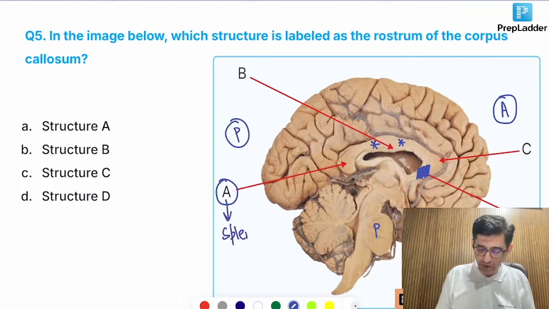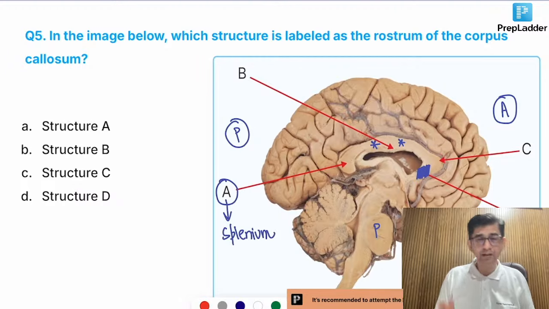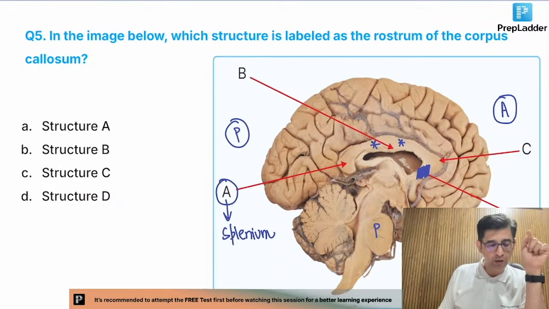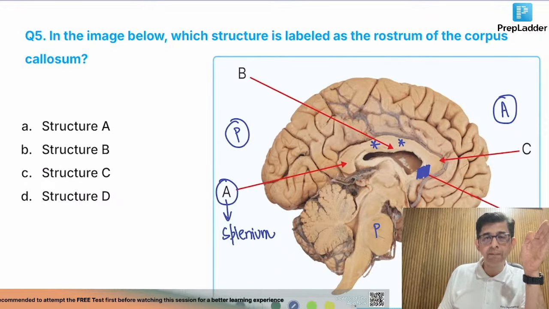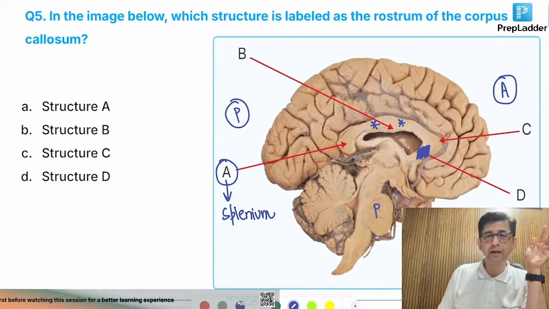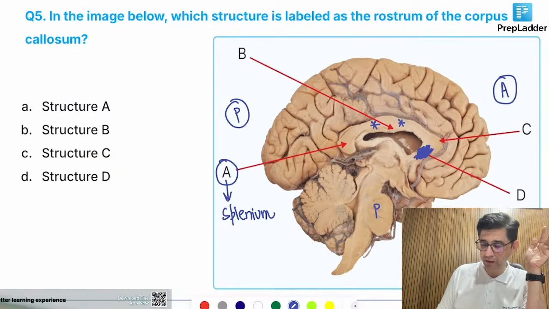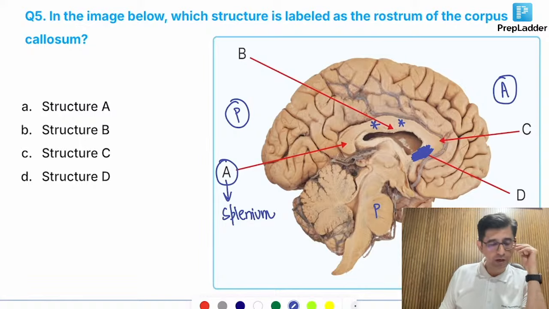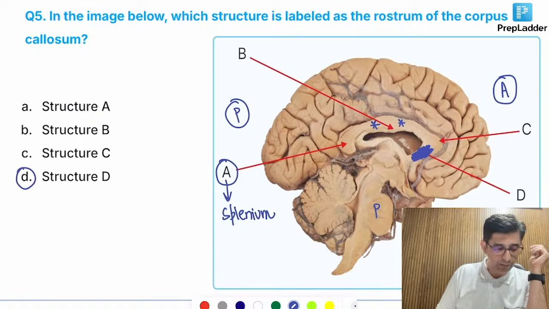I think this was in the FMG exam, maybe in an MRI they asked this: the posterior part, point number A, marked with an arrow, you will say splenium. And if you look at point number D, where I've done the marking, this particular anterior area is what would be referred to as the rostrum of the corpus callosum. So the correct answer for this one is option number D.